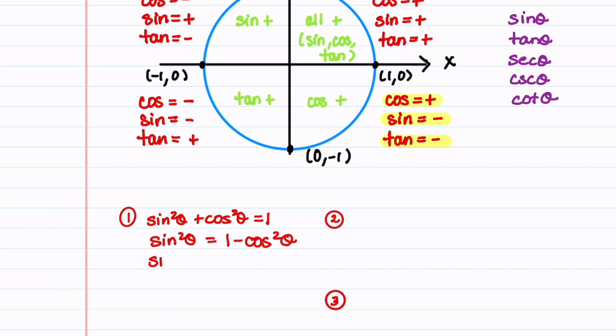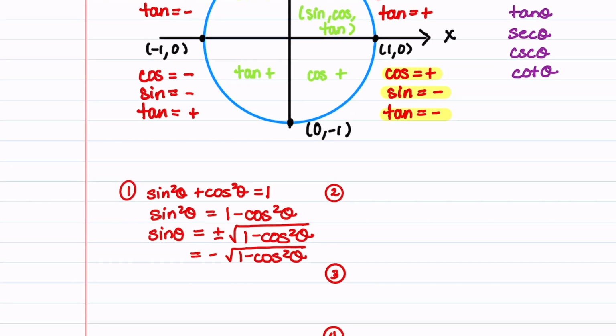This gives us sine theta is equal to plus or minus the square root of 1 minus cosine²θ. We'll choose the negative square root since sine theta is negative in the fourth quadrant. Let's now plug in that cosine theta is equal to 1/2.